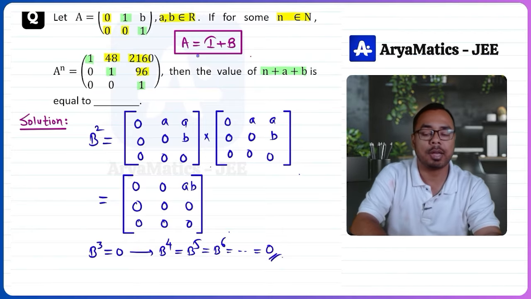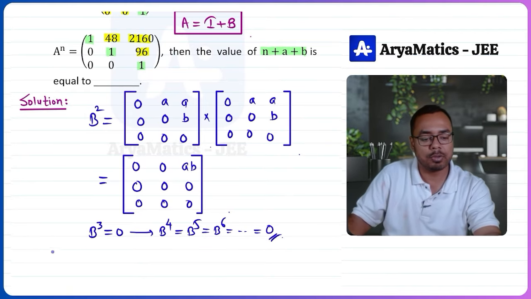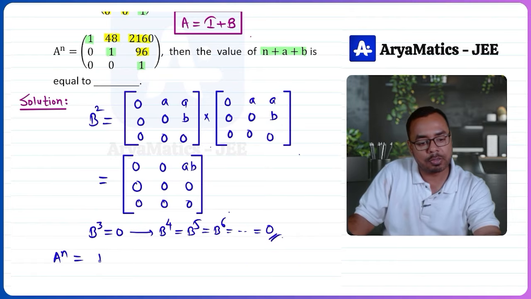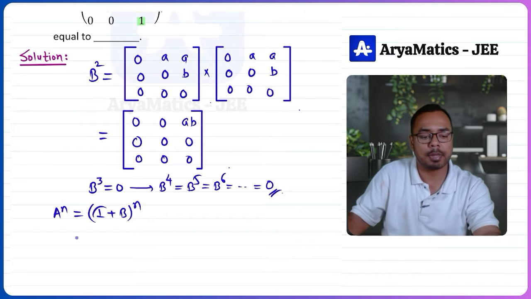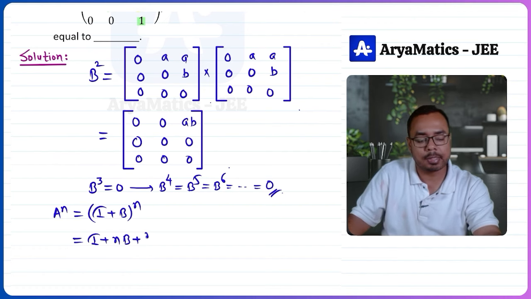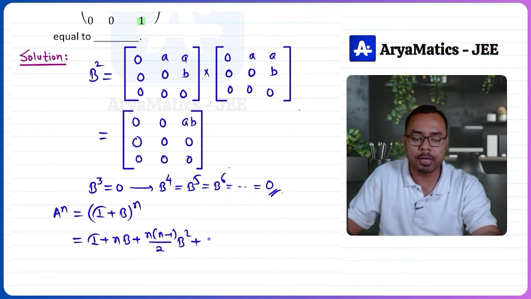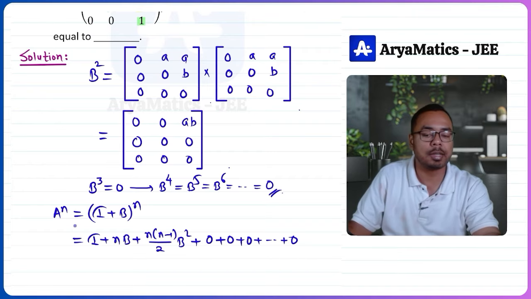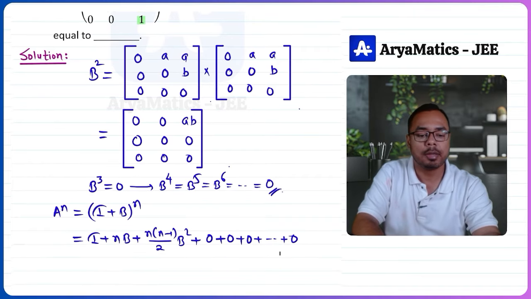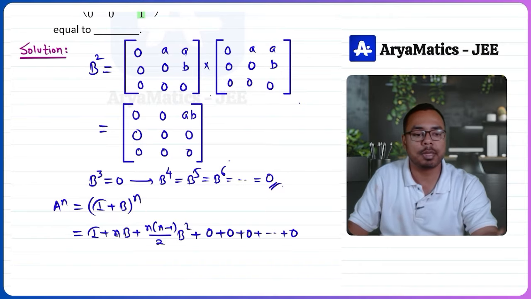So now, if I have to calculate A raised to n, we can use the binomial theorem. A raised to n we can write as (I plus B) raised to n, because I and B are commutative matrices. So we can use binomial expansion. This will become I raised to n plus nC1 into B, and then nC2, that is n into (n minus 1) by 2, multiplied by B square. And because B cube is a null matrix, B raised to 4, B raised to 5, all of them are null matrices only, right? So A raised to n will be I plus n into B plus n into (n minus 1) by 2 into B square.